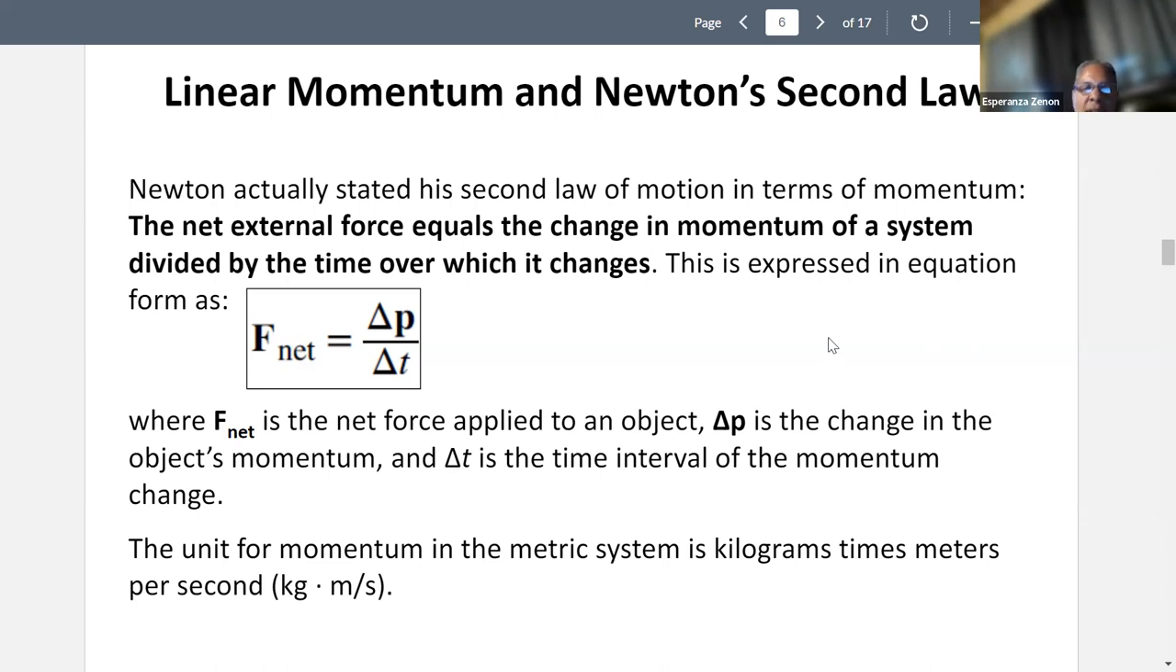Since we are dealing with this new property, momentum, we have to always remember that that is something that can be measured. So we have to look at the units in the metric system. Momentum is mass times velocity. So we have kilograms for mass, times meters per second for velocity: kilogram meters per second. That's the unit for momentum in the metric system. Let me be specific about that.